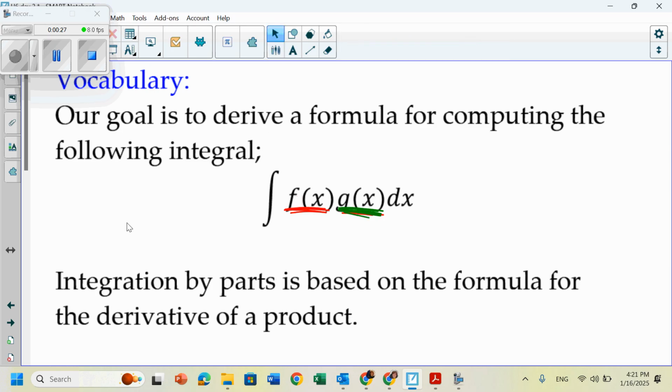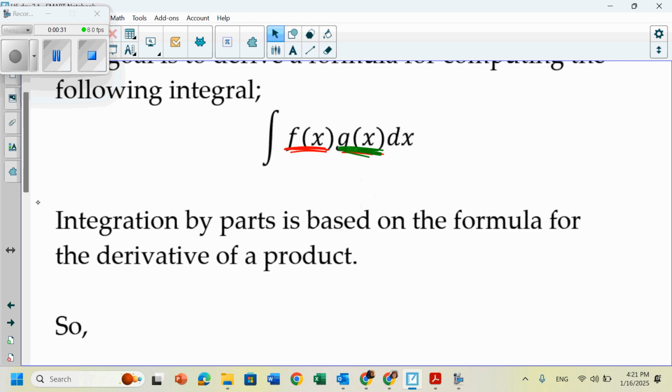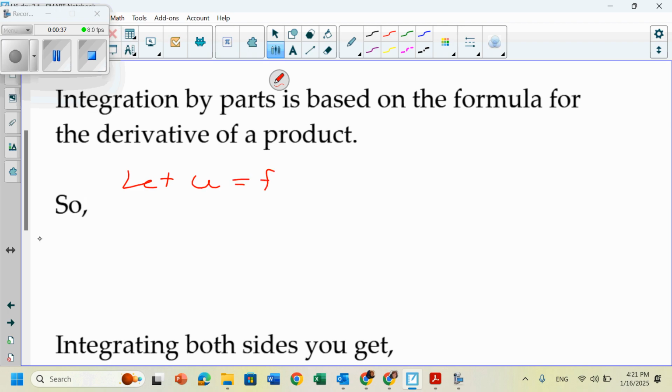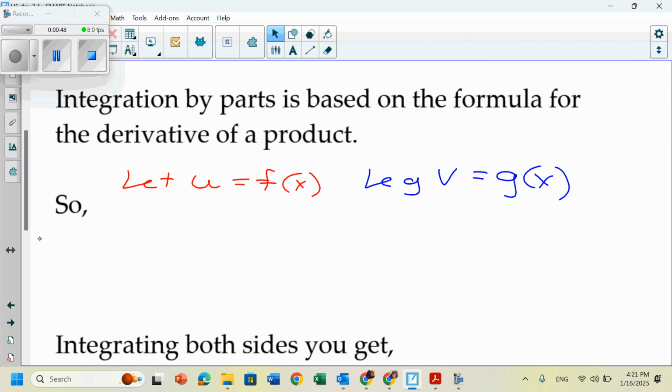Integrating f of x times g of x. Here's what I'm going to talk about. We're talking about the derivative of a product. So the first thing is I'm going to say let u equal f of x, and then let v equal g of x. Now, these are two generic letters, u and v. That's the way that it's usually been taught. Could you use other letters? Yes, but they just use u and v.